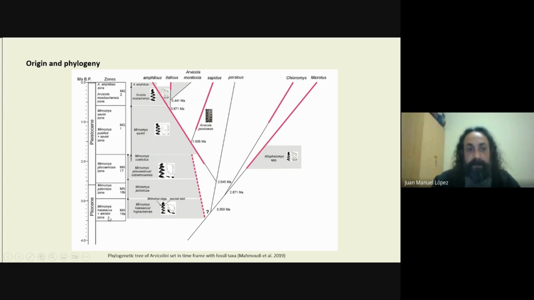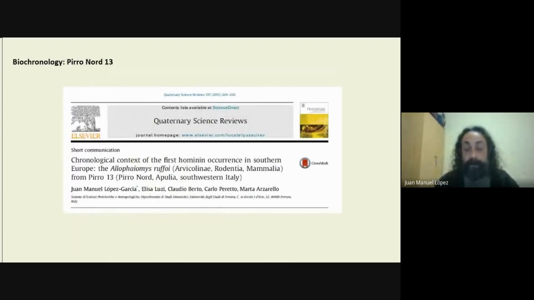This is done in 3.5 million years, and after this is the other genus of voles that are separated between all these things. It's only an example to see that there are a lot of species that evolve quickly, and they are important to make a chronological range in some archaeological or paleontological sites. Sorry, I'm going to give some examples.